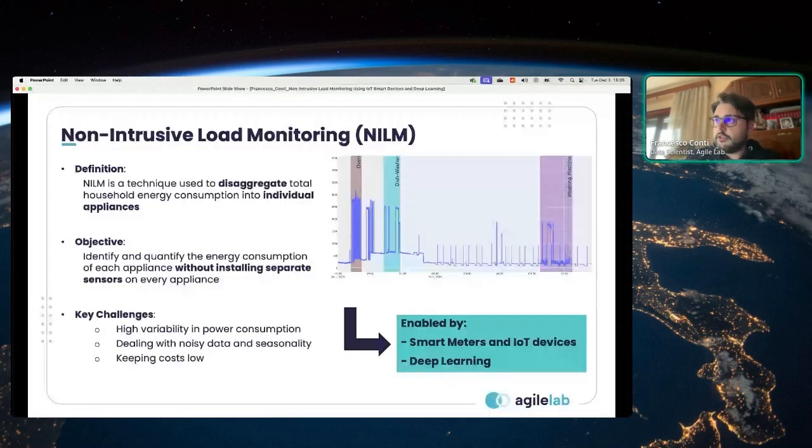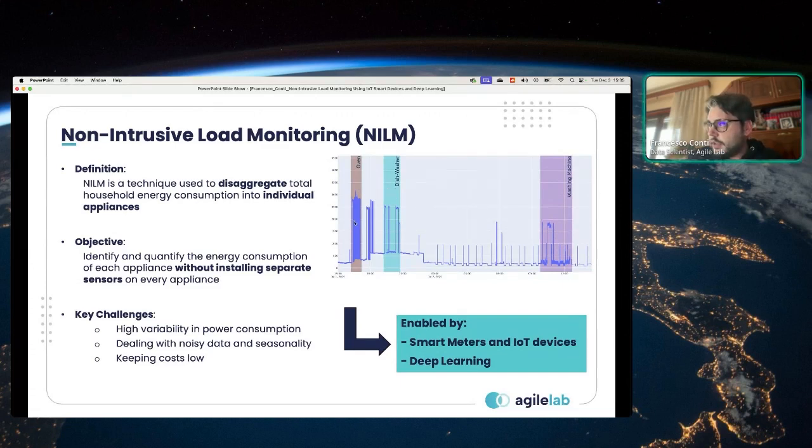So non-intrusive load monitoring is a set of techniques used to disaggregate the total energy in a house into individual appliances. For example, look at this plot. You can see a signal. It represents the energy consumption. This could be your home. So you can see the energy consumption throughout the day. And I highlighted three regions. Here you have an oven, a dishwasher, and then a washing machine.